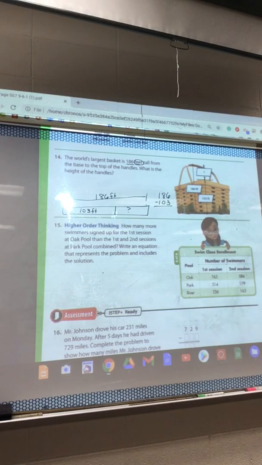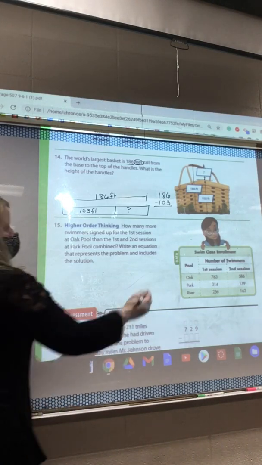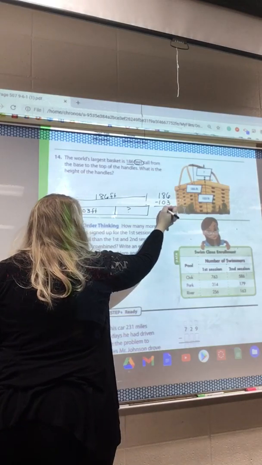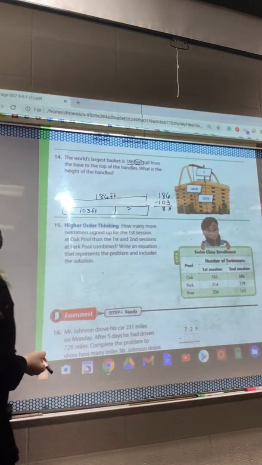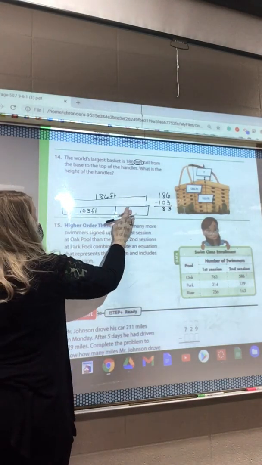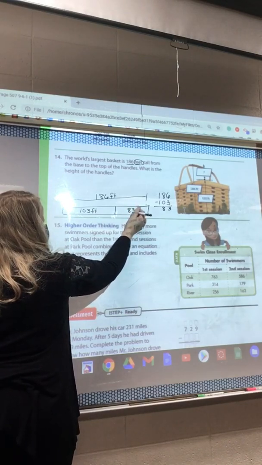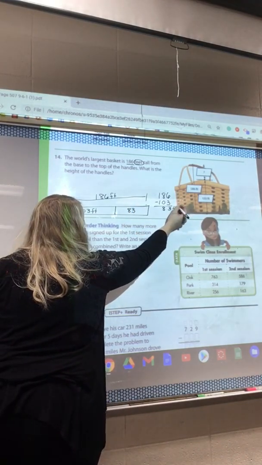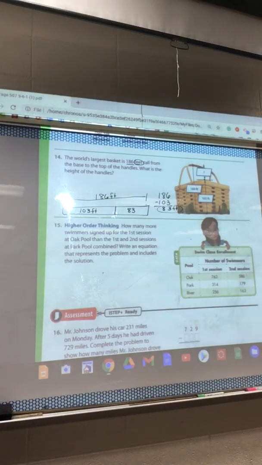So 6 minus 3 is 3. 8 minus 0 and 0. So my answer for this is 83 what? Feet. What is the height of the handles? That was pretty easy, right? Yeah. Okay. Now we're going to do higher order thinking.